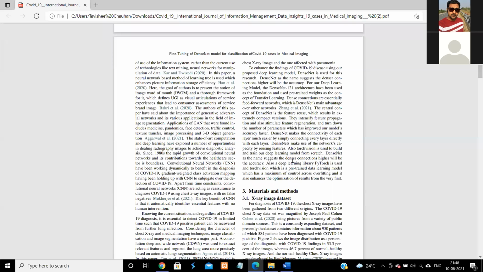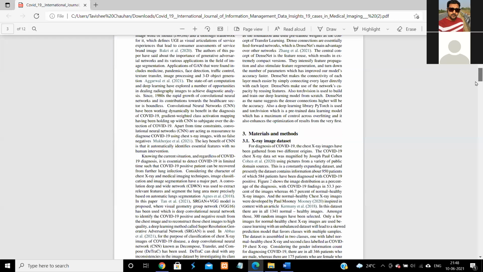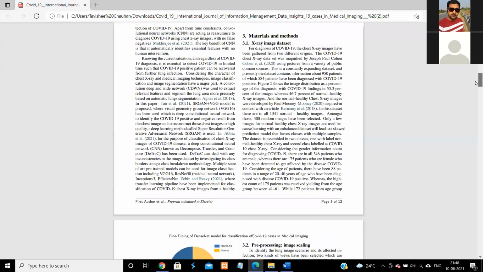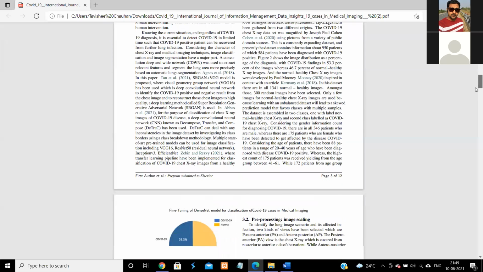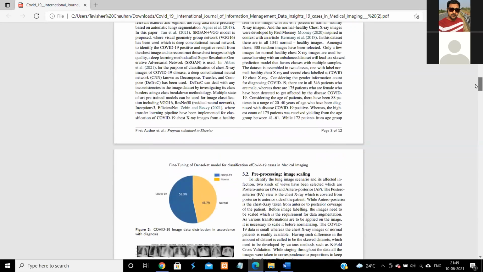Got it. Okay. Then you have explained the materials and methods. So if we take an Elsevier publication, there are five things that they look at. One is the introduction. Second is the literature review. Third is materials and methods. Fourth, they talk about analysis. And fifth, they talk about demonstration or conclusion and all that.